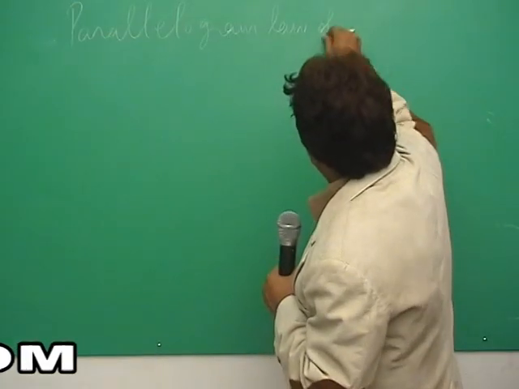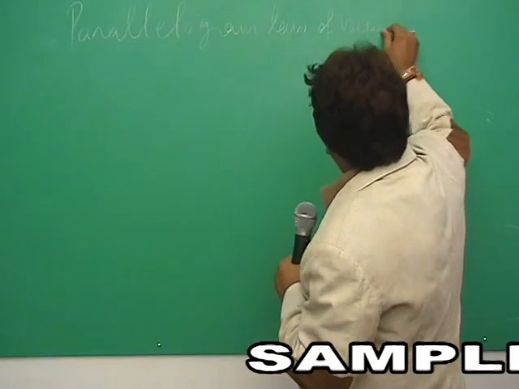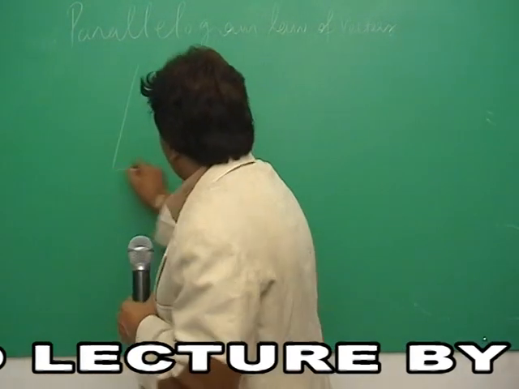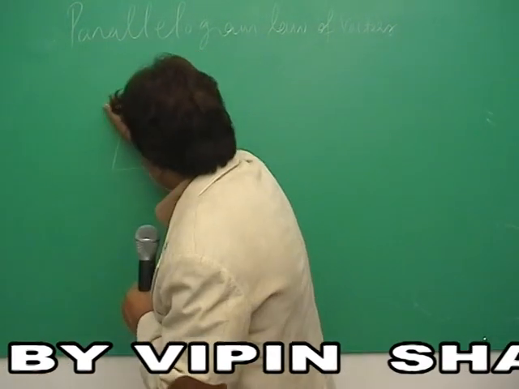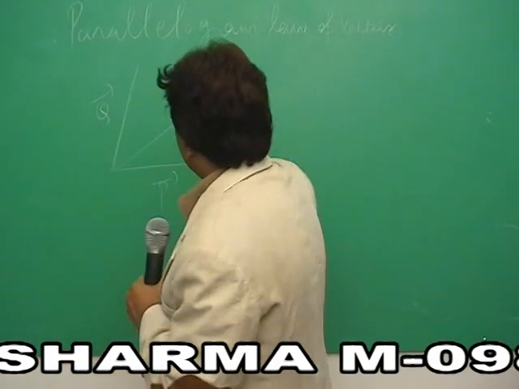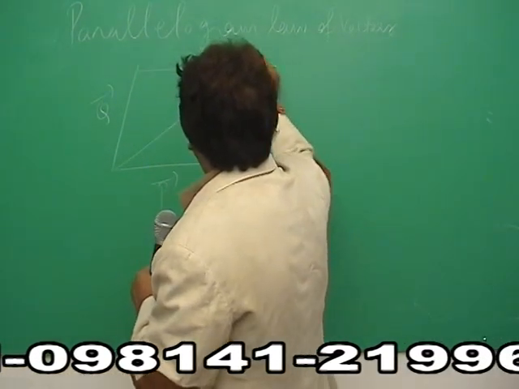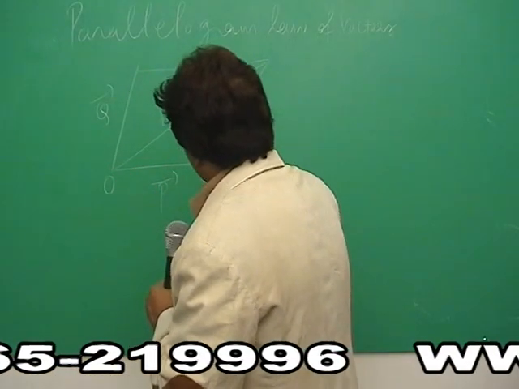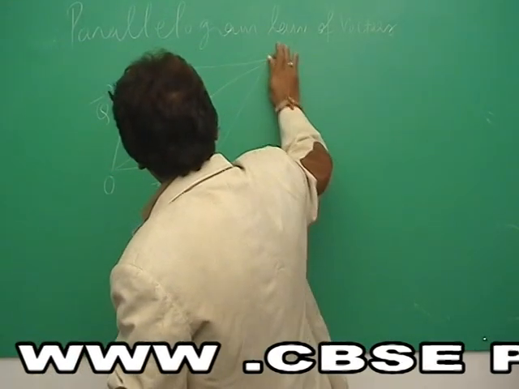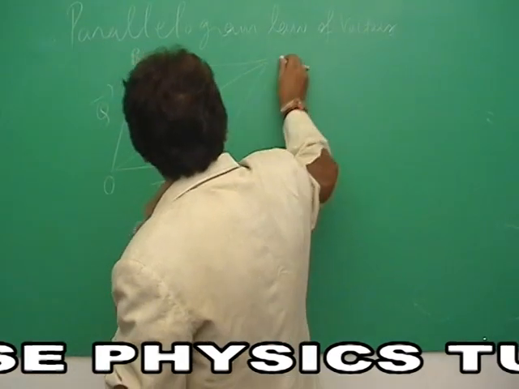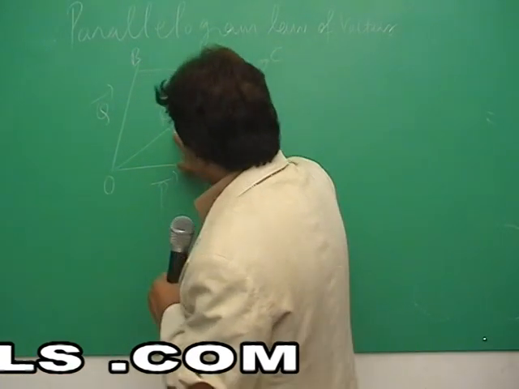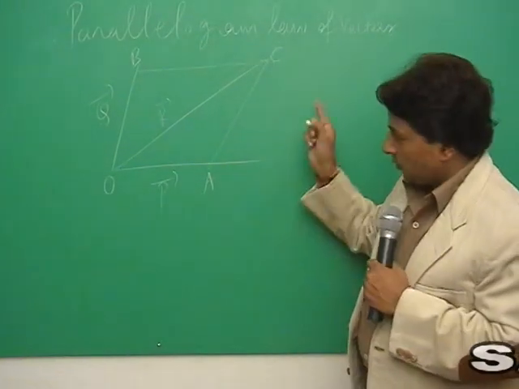Parallelogram law of vectors. If two vectors P and Q are represented by the two sides of a parallelogram OA, OB, then the resultant is given by the diagonal OC.